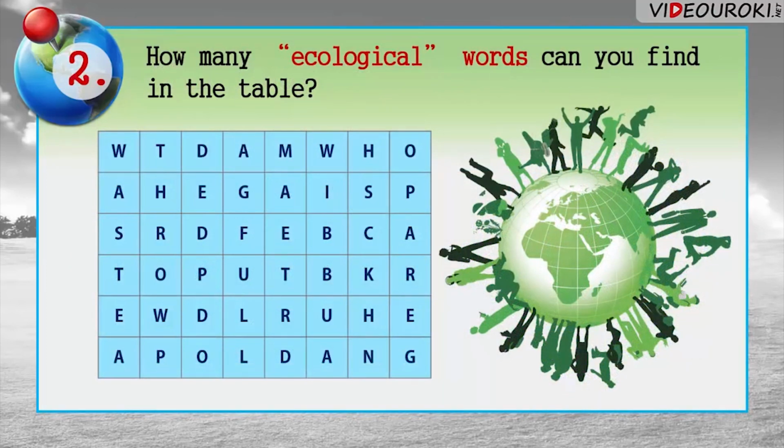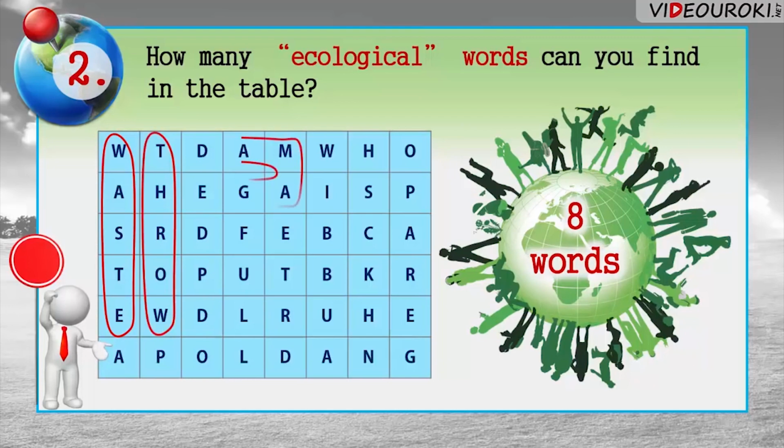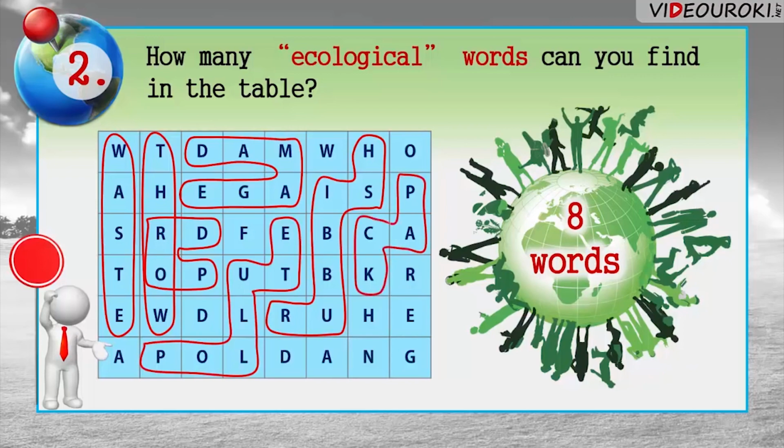Question number 2. How many ecological words can you find in the table? Now check yourself. There are 8 words in the table. Waste, throw, damage, rubbish, drop, pollute, pack, danger.